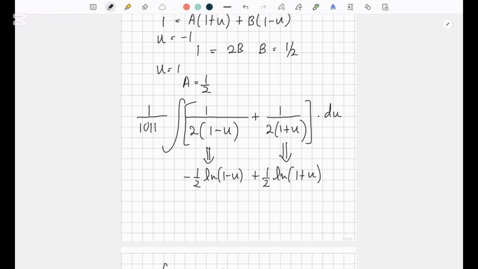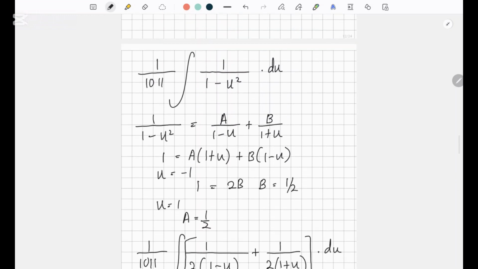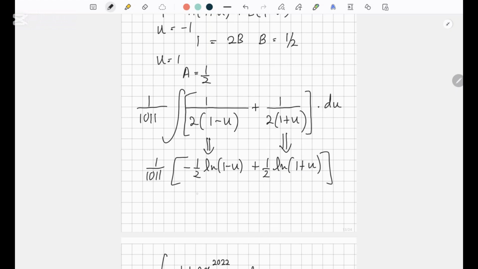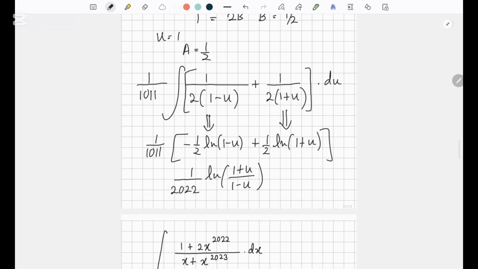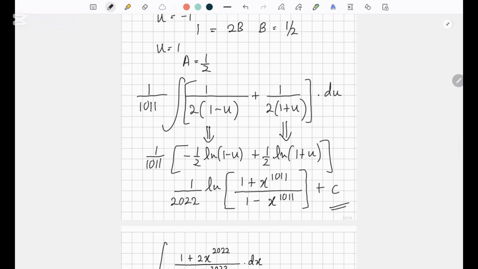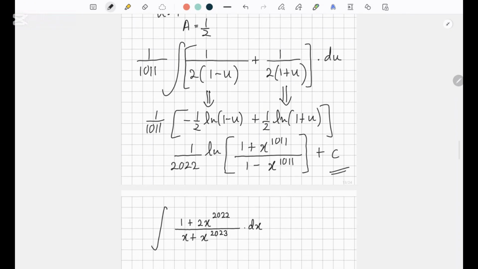So now you just put your substitutions back in. u equals x to the power 1011. Okay, before going any further, I'll bring these two together. So you could write half ln of (1 plus u) over (1 minus u), right? And you can multiply 1011 by 2, so it's going to be 1 over 2022. Instead of u, I can write the substitution we had. So I'll put in a bigger bracket: 1 plus x to the power 1011 over 1 minus x to the power 1011, plus c. Don't forget your c. All right, this is the answer for this question. Yep, everything looks good.